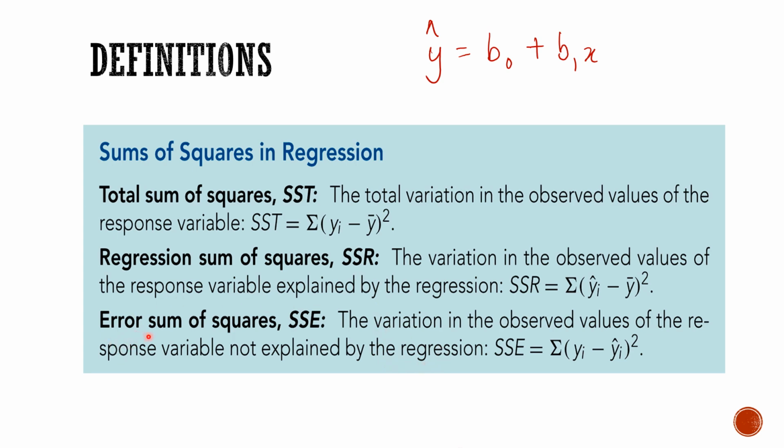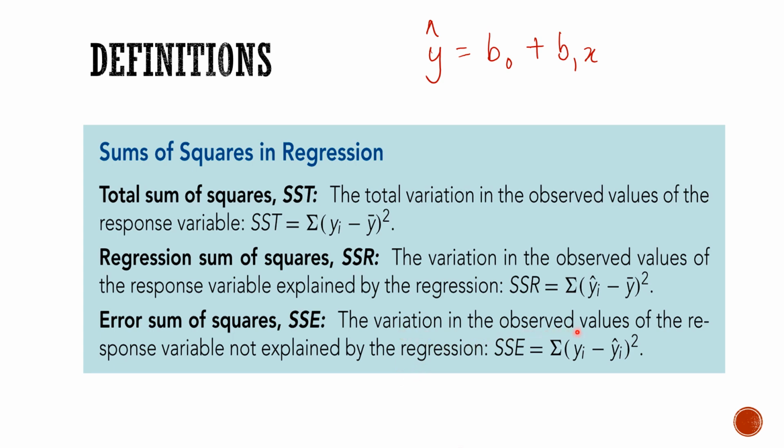It's called the regression sum of squares, SSR. Finally, we have the error sum of squares, which is SSE, and this is very similar to the e squared formula, which we learned when talking about the least squares criterion.